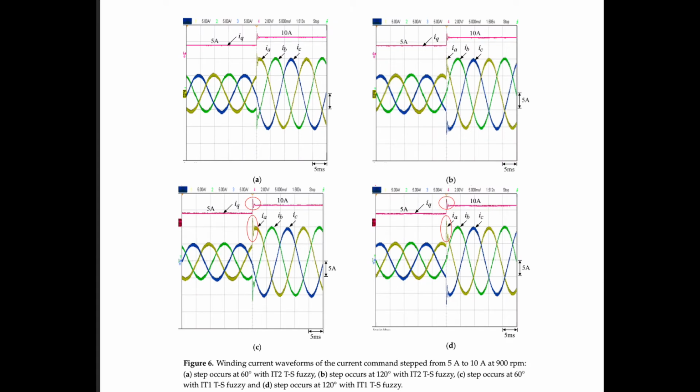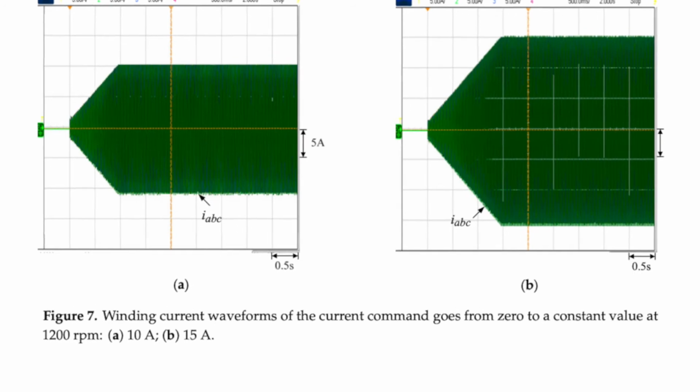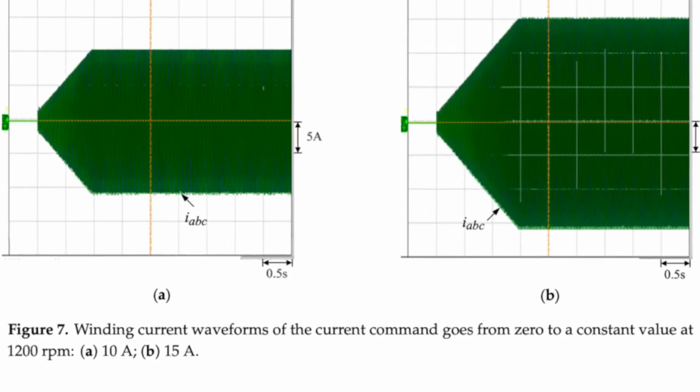From the waveform figure, we can easily see the comparison of the current command steps in figures A and B, which is the result with IT2TS, at the moment the current steps from 5 amps to 10 amps. The oscillation, or we can say the ripple, is much smaller than in the IT1 system. And the winding current command will go from 0 to a constant value at 1200 RPM.